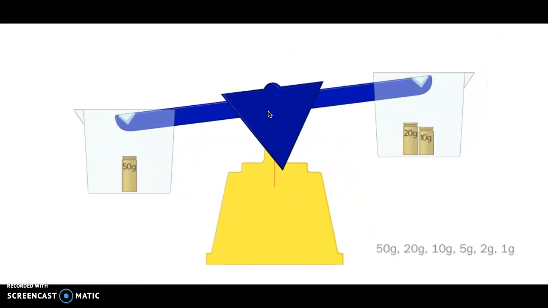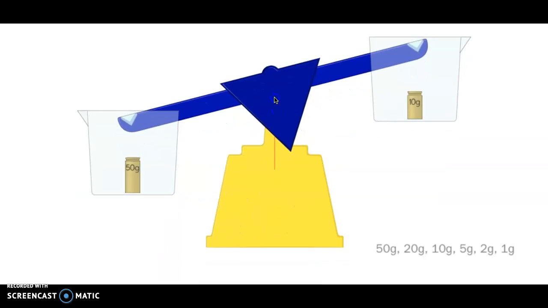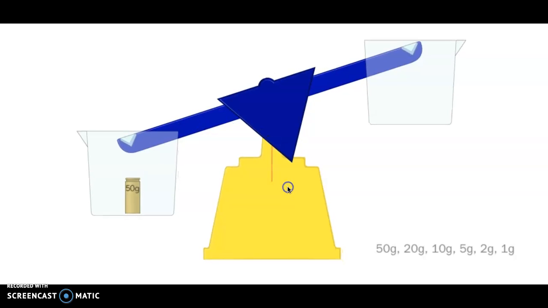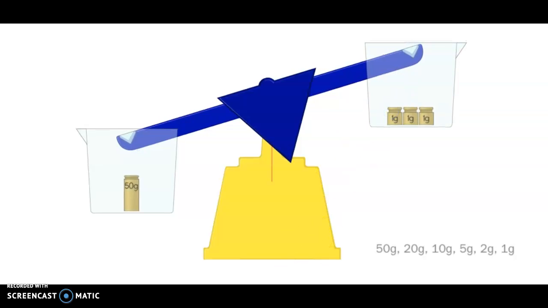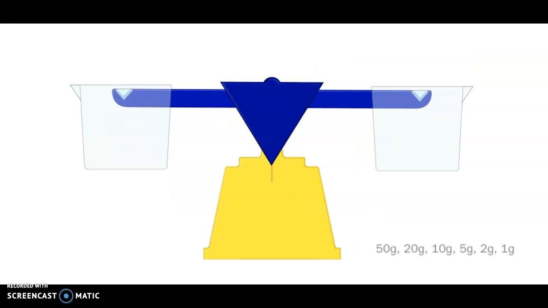What's another way? Oops, I took my whole scale with us. What's another way that we could equal 50 grams? Remember, we have weights that are 50, 20, 10, 5, 2, and 1. Well, could I draw ones? How many ones would I need? 1, 2, 3, 4, 5, 6. I would need 50 little ones. Could I draw 50 little ones? You could if you wanted to. Oops, but my bucket is full. You can draw in 50 if you would like.